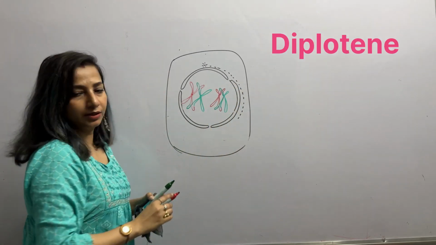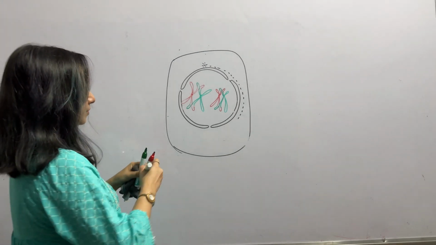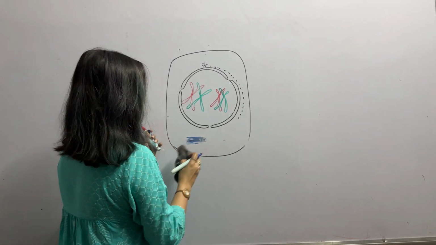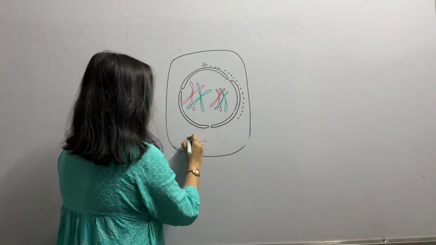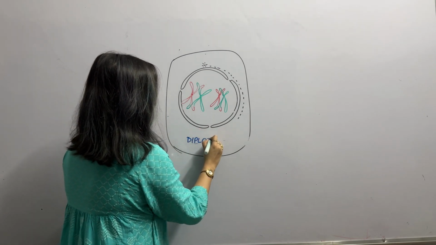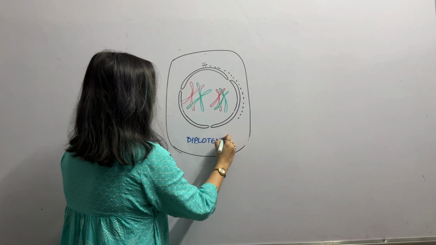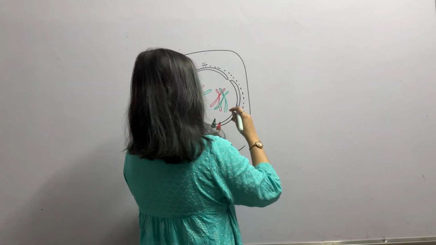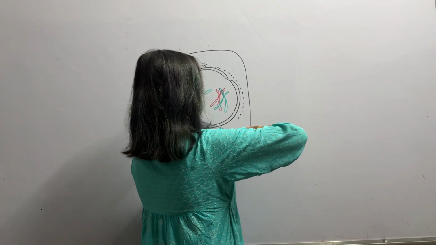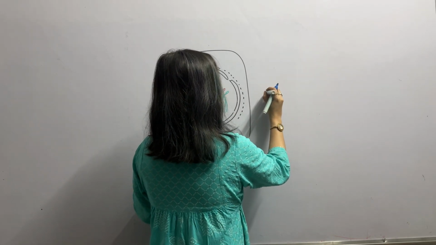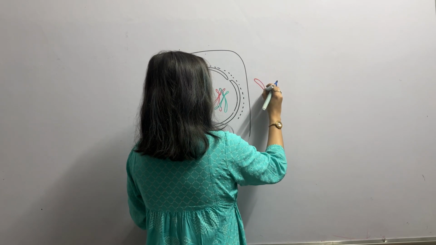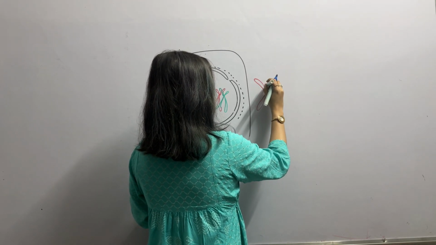Here, this is very important. During diplotene, what happens? The first step is what? Dissolution of synaptonemal complex. So what will happen? You will see this kind of a structure. I have drawn it outside so that it's a bit more enlarged drawing, more visible for you.